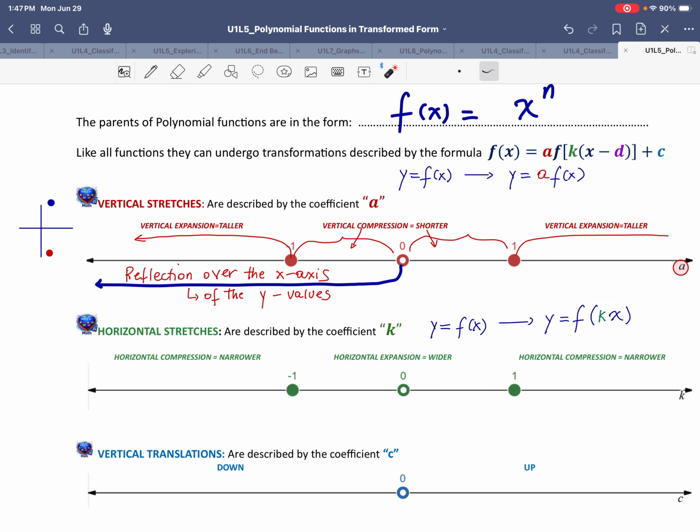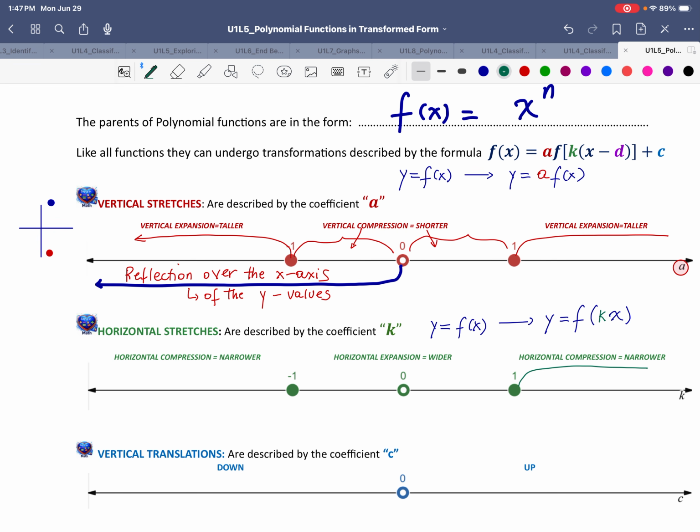Now, for example, if you have a value of x equals 1 here, and a k value of 2, then the function f of 2x will reach the values of f of x when x equals 2. So it's going to be the same as f of 2, which is a completely different value. That will cause the function to undergo a horizontal compression, and the function will get narrower. So we're going to say that if k is greater than 1, the function will undergo a horizontal compression and the graph will get narrower.